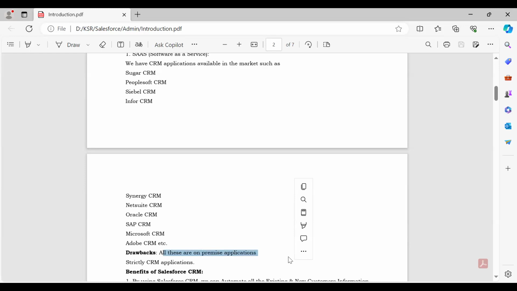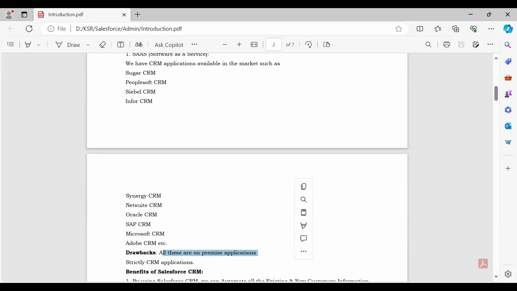All these are on-premise applications, and we know what the drawback of an on-premise application is. Just now I have listed out the drawbacks. What is the drawback of an on-premise application? We have to install the software in the local system. Maybe all the devices may not support the installation, and there is the upgradation problem.